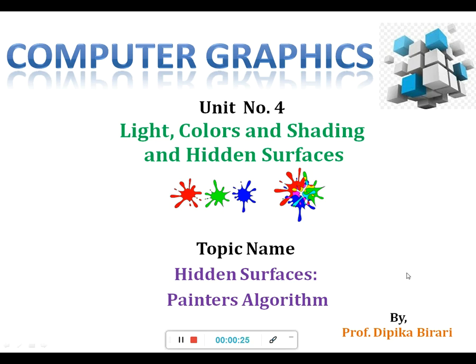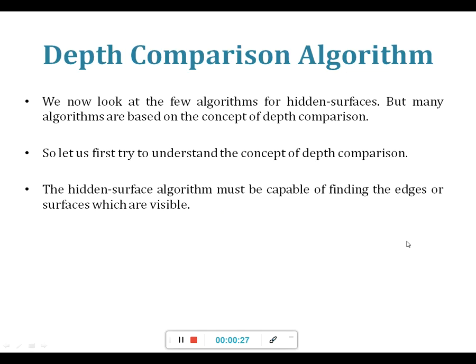Pentas algorithm. Before moving towards the Pentas algorithm, we are going to revise the depth comparison algorithm once again, because Pentas is also going to work on this depth comparison algorithm. This depth comparison, we can also call it Z comparison, because depth is measured in terms of the Z coordinate. We will see what the concept of depth comparison is.